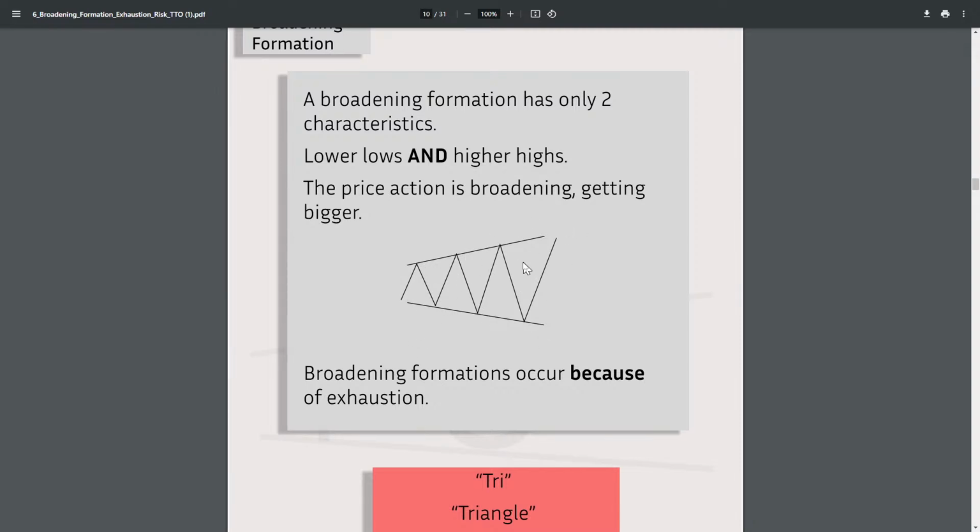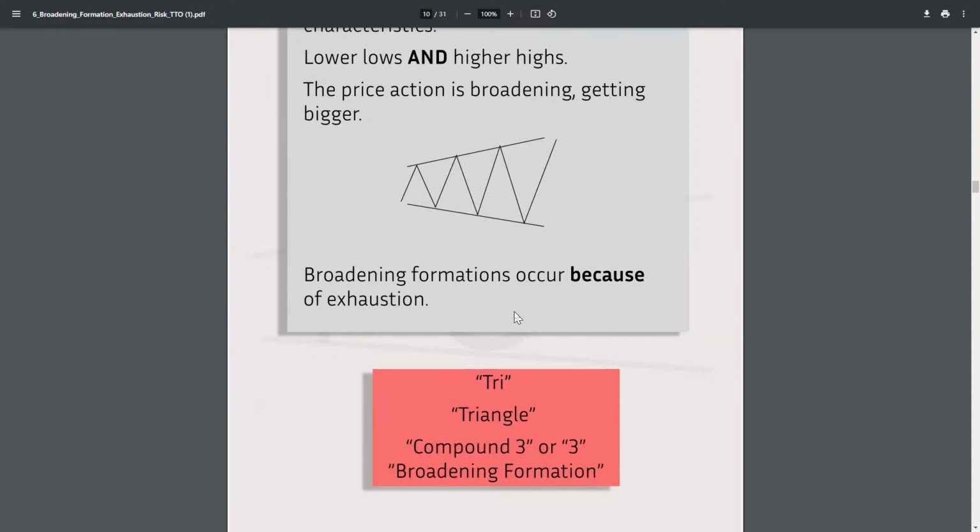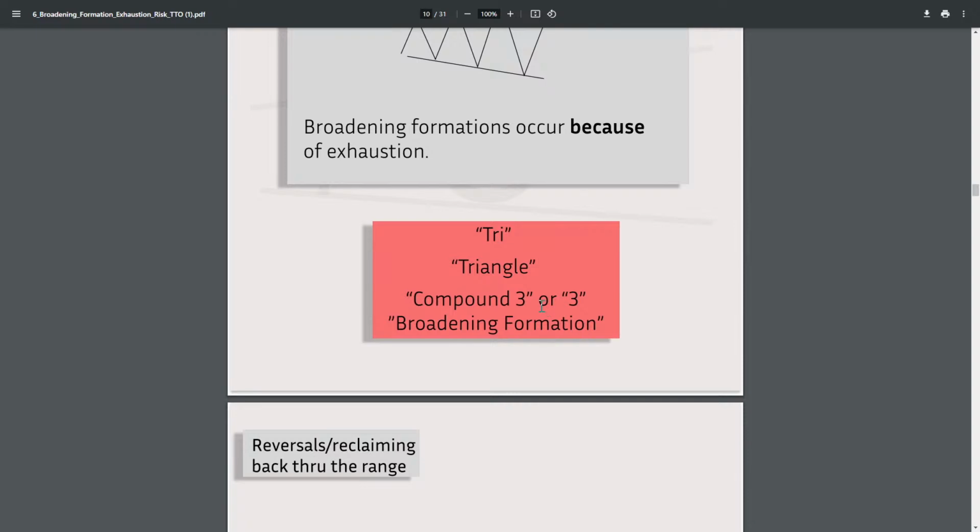Broadening formations occur because of short-term exhaustion. Once we make a new low, we don't know, and then we reverse, go back up. Once we make a new high, we don't know if they're going to continue. You'll see a reversal, go back down, and the cycle repeats.